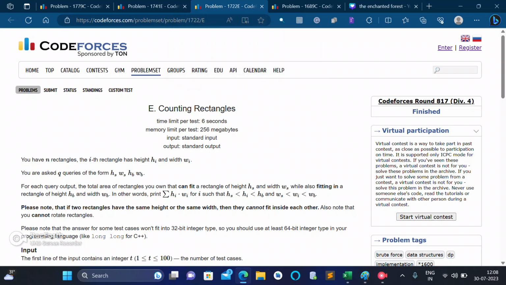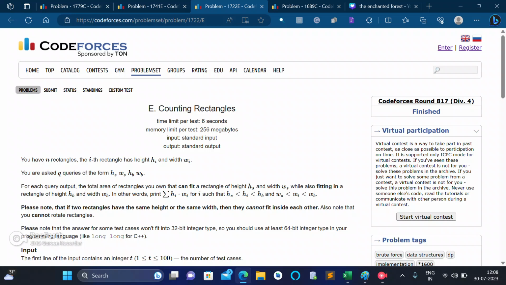Hello everyone, so today in this video we are going to discuss the question Counting Rectangles, which is asked in Codeforces Round 1817 Div. 4. In this question we are given n rectangles and a few queries. Each rectangle is of the form Hi Wi, that is the height and the width of the rectangle, and we are given queries of the form Hs Ws, Hb Wb, where what we actually have to tell is how many rectangles satisfy how many queries, and we have to report that answer.